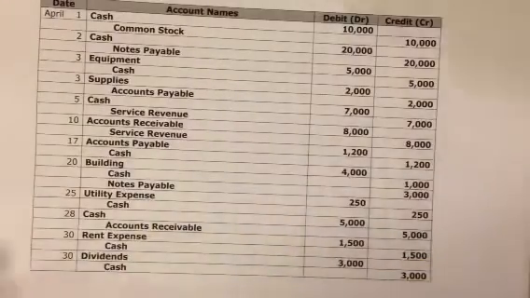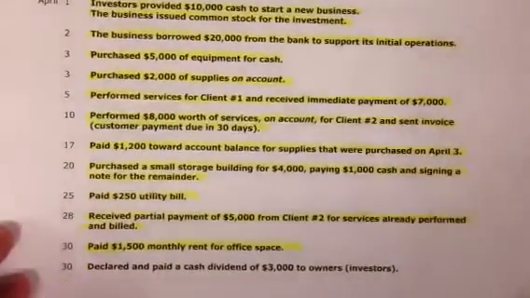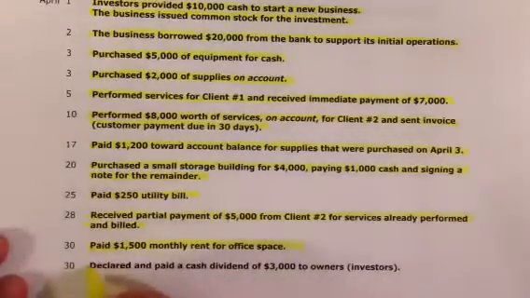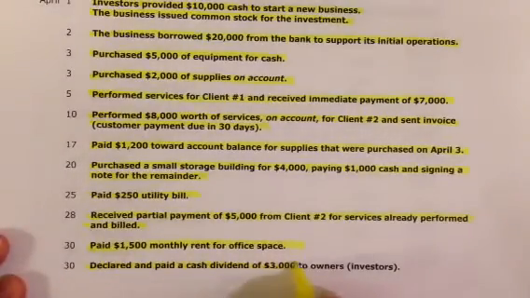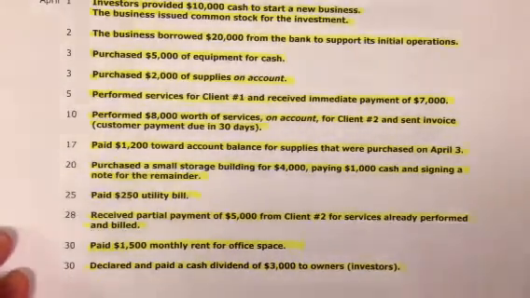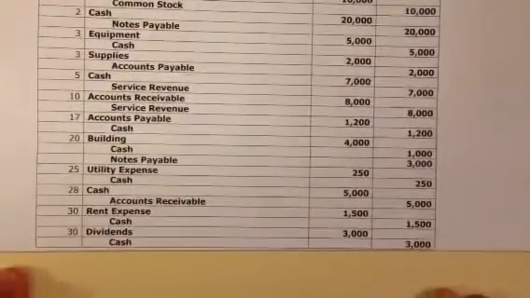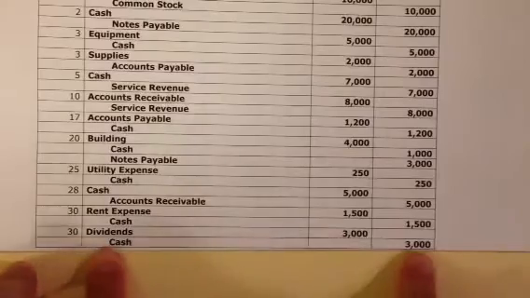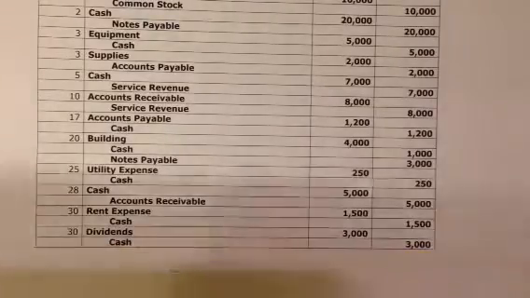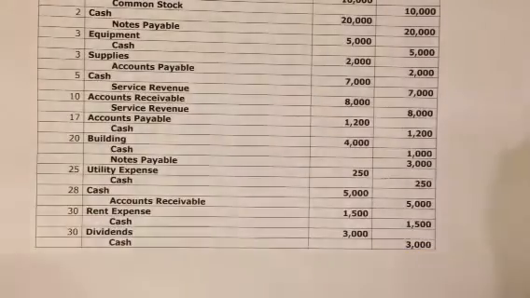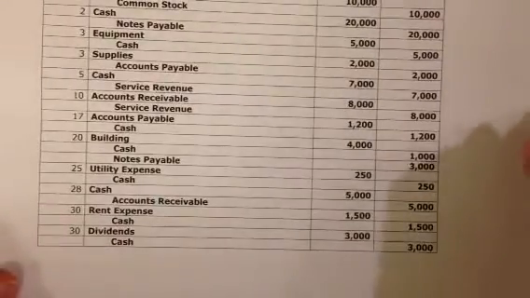And finally, the last item we're going to look at in the sequence, our company declared and paid a cash dividend of $3,000 to the owners. So on the 30th, for that item, we see that we are debiting dividends and crediting cash. Folks, that came at you very rapidly. That is entering or recording items into the journal.